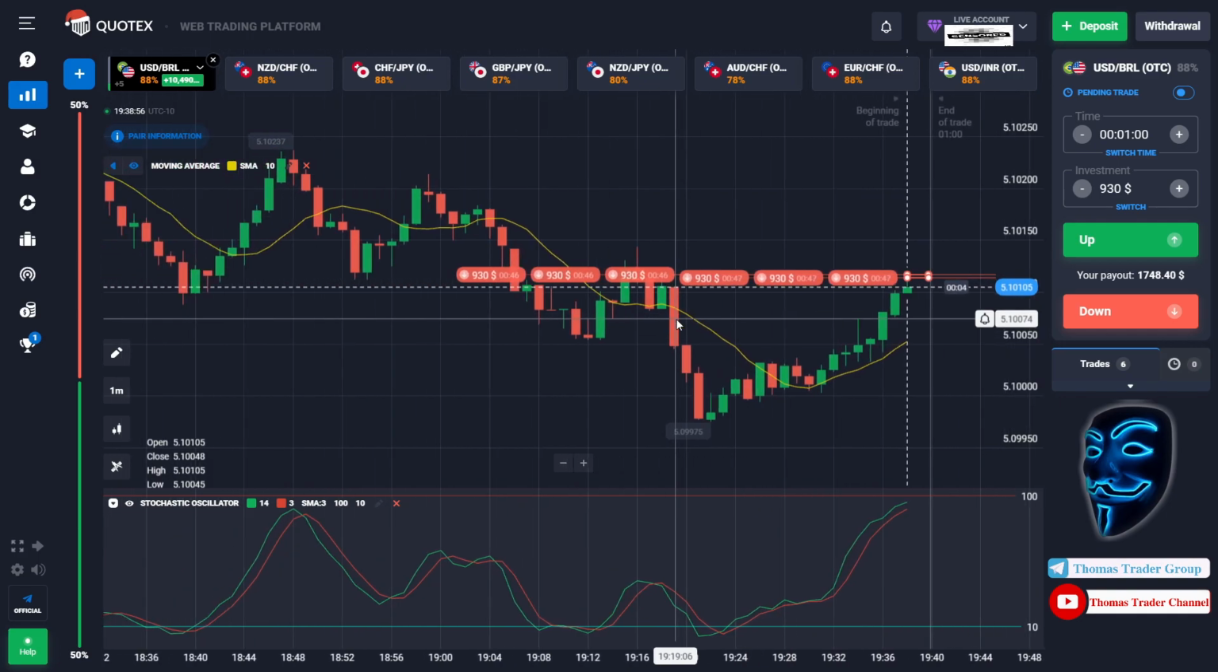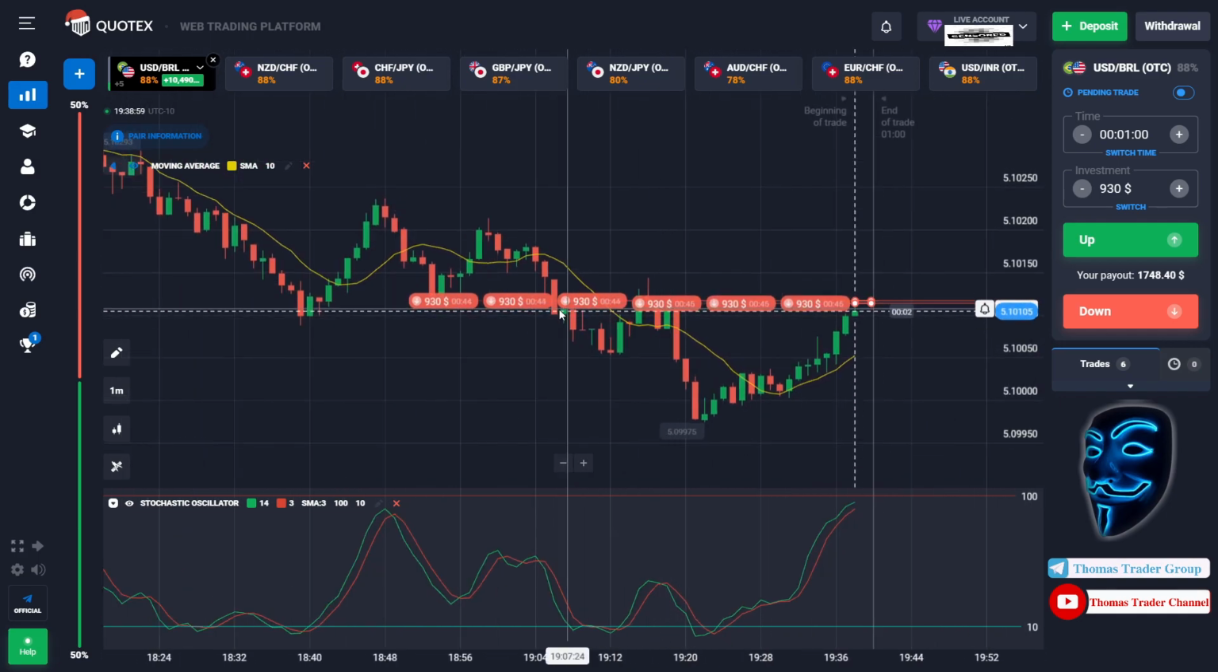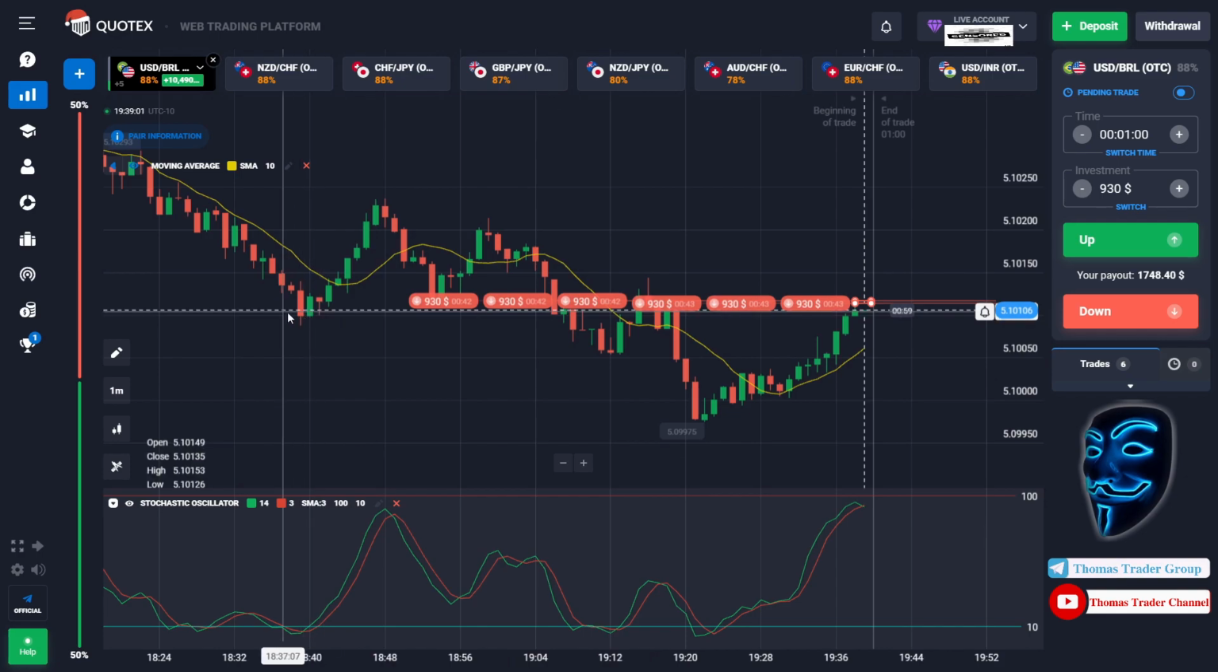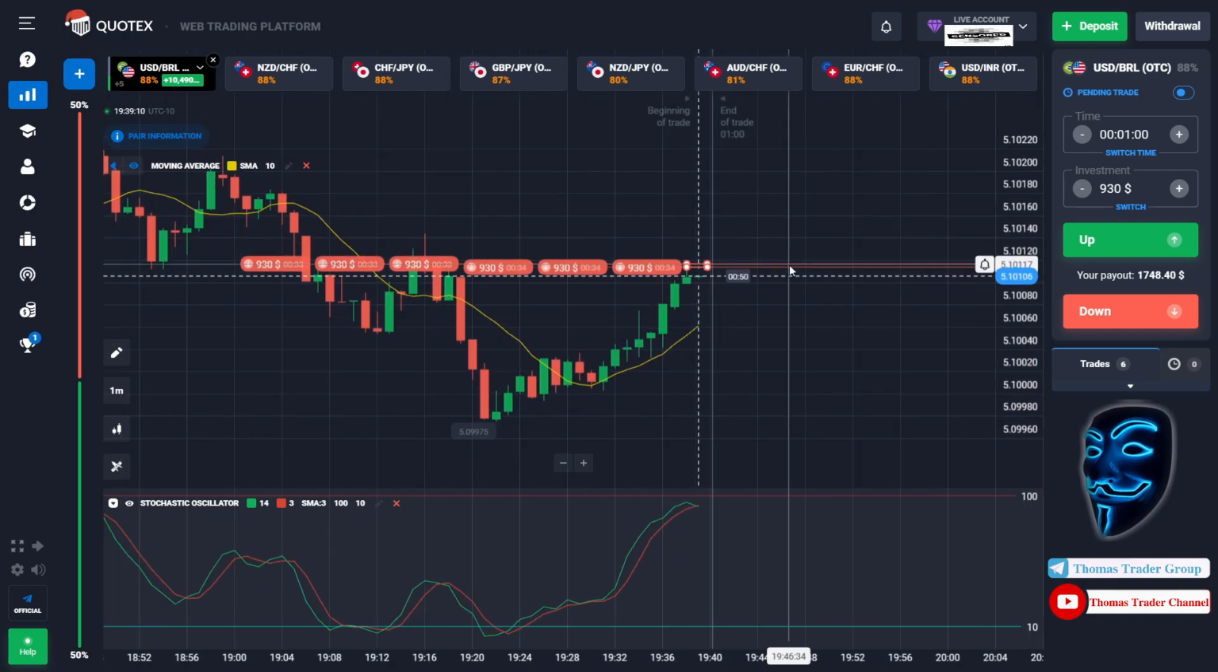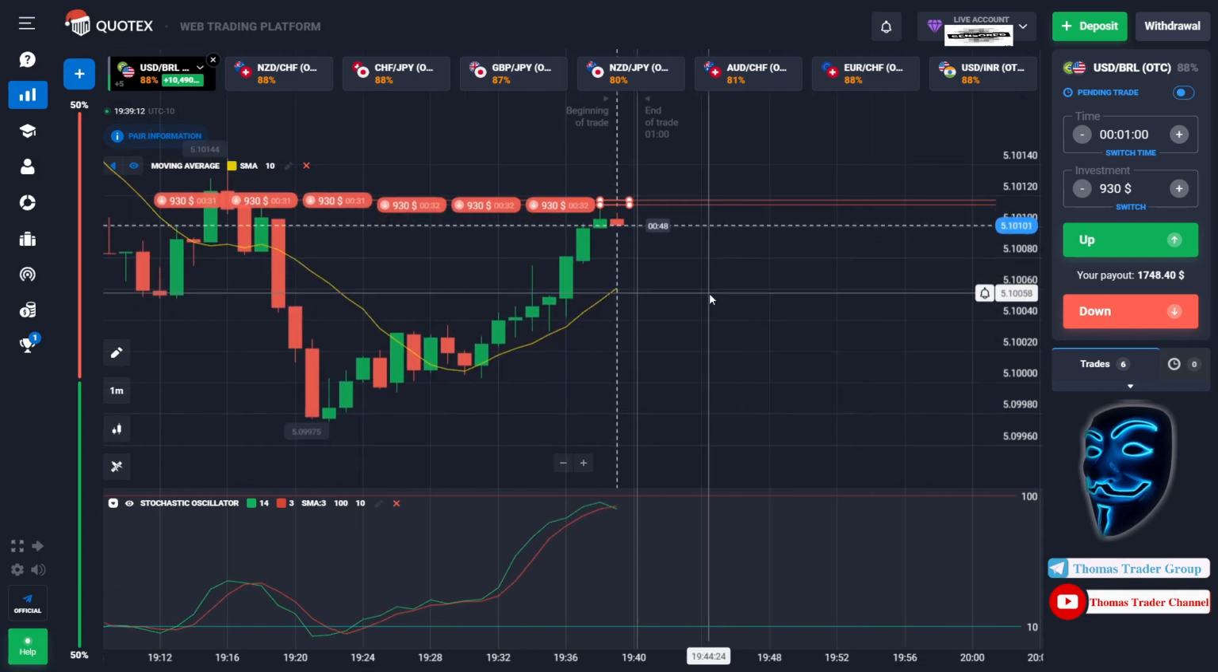And as you can see over here, the market has already touched the resistance area. When the market touches the resistance area, it will make a rebound and it will find the moving average line before it continues the bullish trend. Let's prove it here and let's wait till the end of our trade.